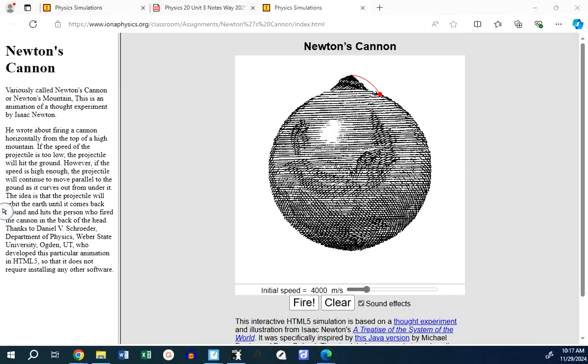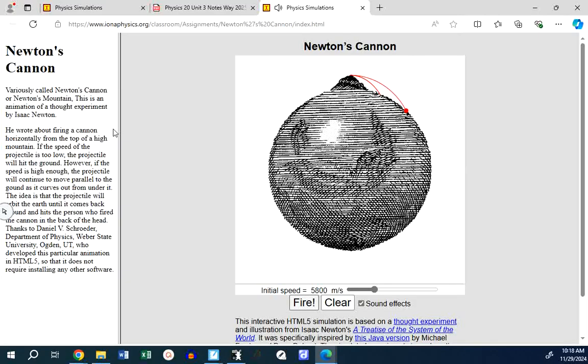What if I fire it with a greater speed? That is a speed of about 4,000 meters per second. And, keep in mind, there's no mountain that tall on Earth, okay? So the numbers we get here are not going to be perfect. What the question is asking us to do is find the speed that will result in a circular orbit. So that's not working. I'm going to increase this to maybe, it doesn't matter, 5,800 meters per second.